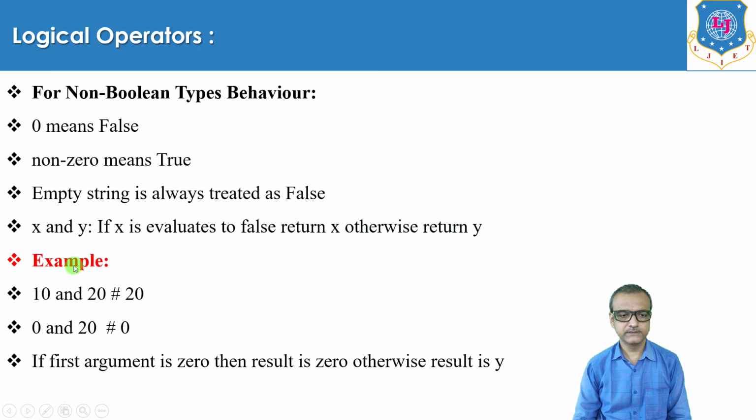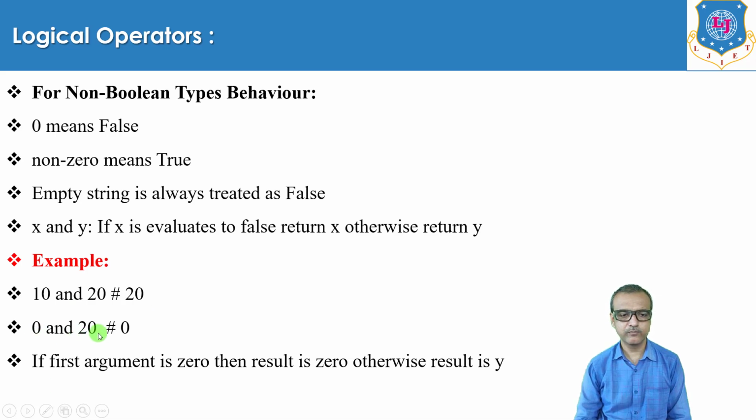For example, see 10 and 20. First of all, check whether this x is false or not. 10 is a non-zero number. So non-zero number will always give you the true value, right? So here x is not false, so it will return the value y. So the output of 10 and 20, what is that? 20. Now 0 and 20.